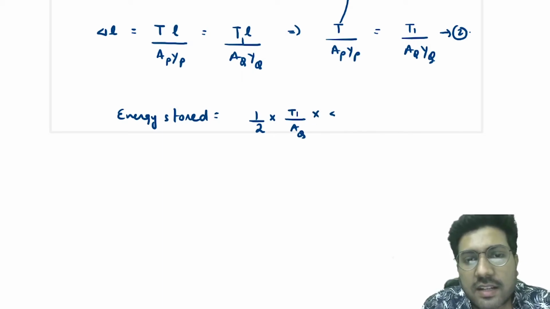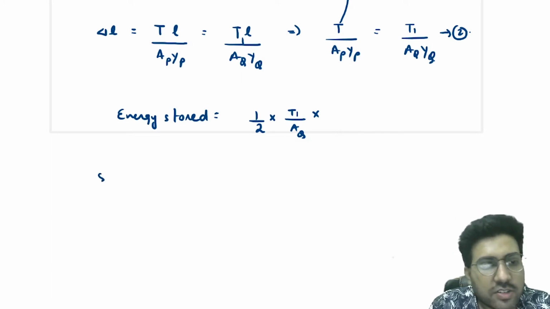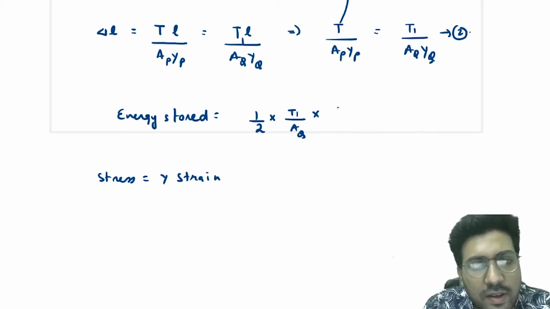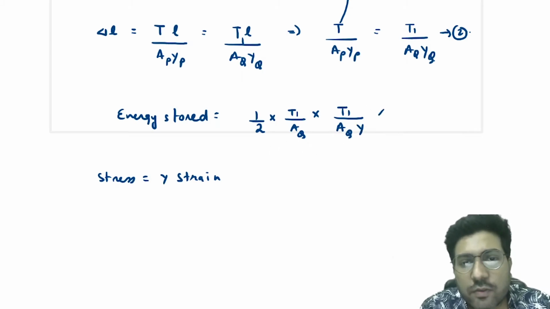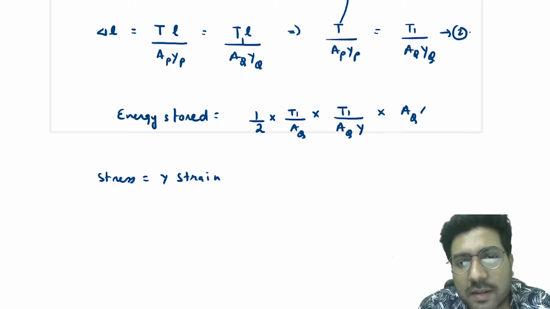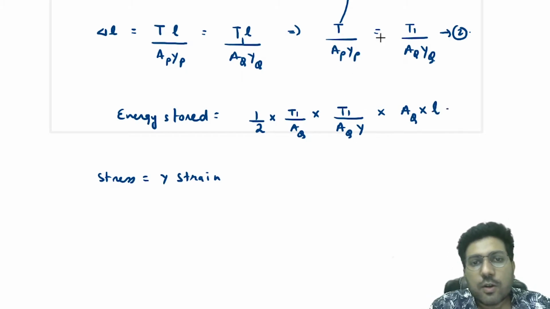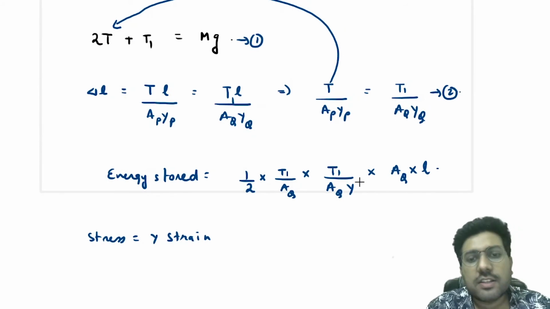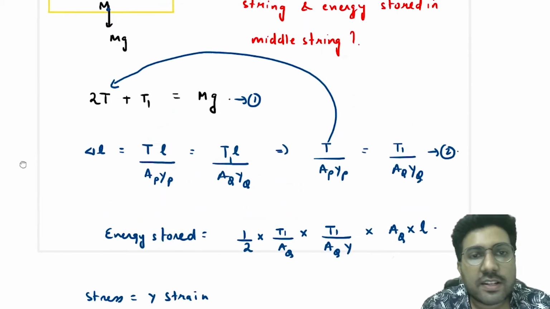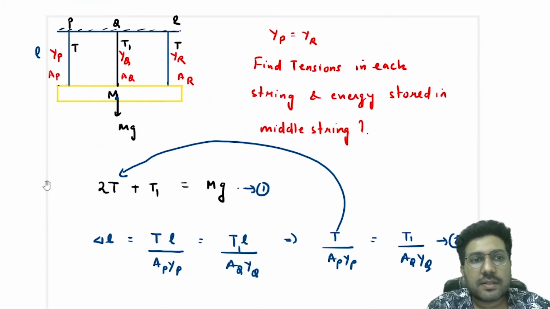Strain is delta L by L, but you know that stress is Y multiplied by strain, so strain can also be written as stress by Y. So I'll write again T1 by AQ Y. This is strain, into volume. Volume will be AQ multiplied by length. Once you get the value of T1 from these two equations, just put it here. You will get the answer of energy stored in the middle string.